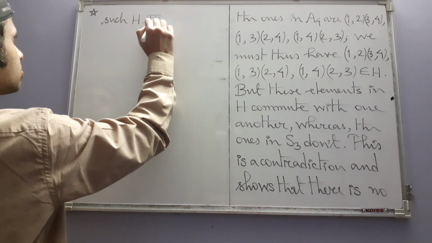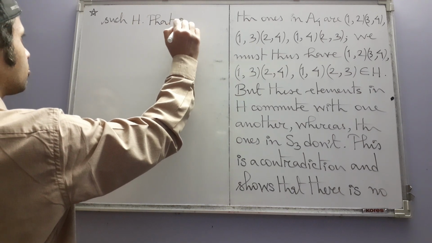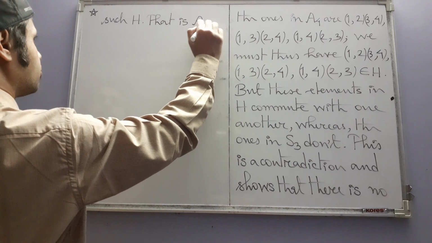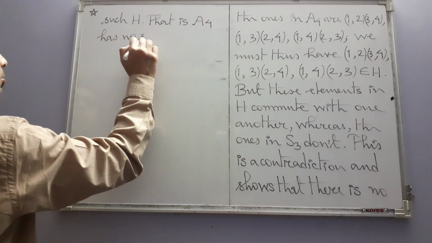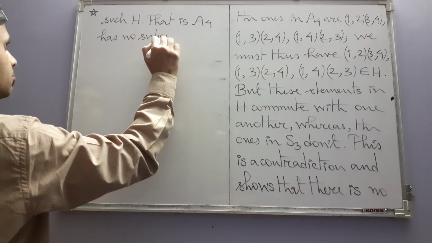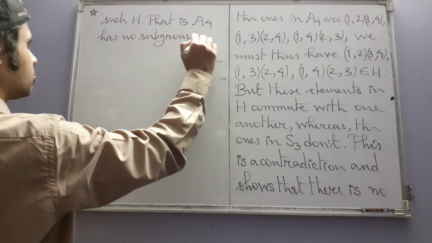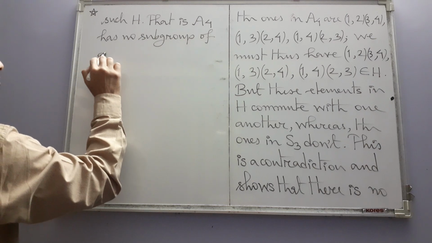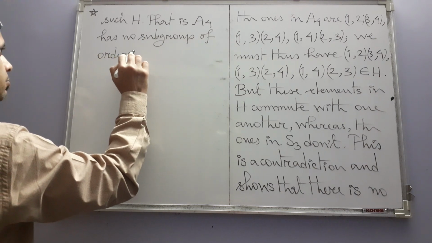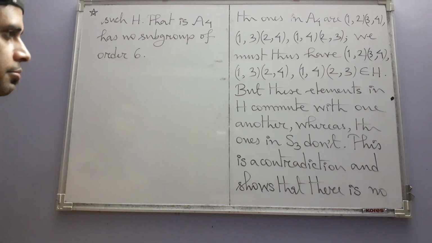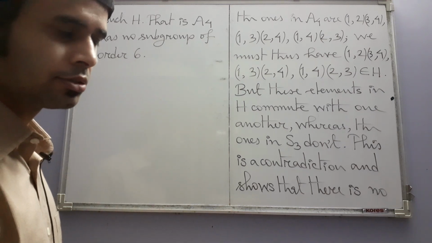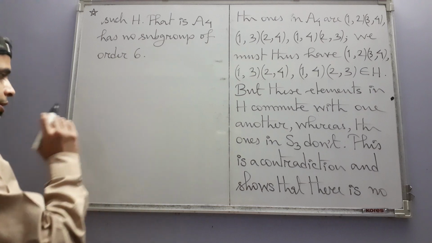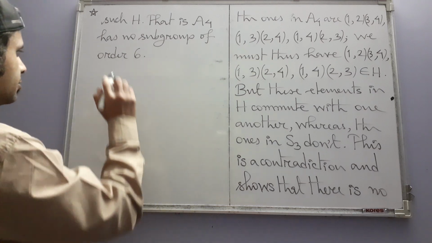That is, A4 has no subgroup of order 6. Fine, so we have shown what we wanted to show. Let us now see what we do next.